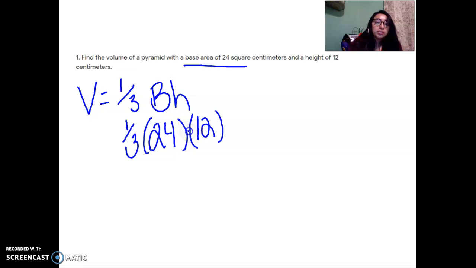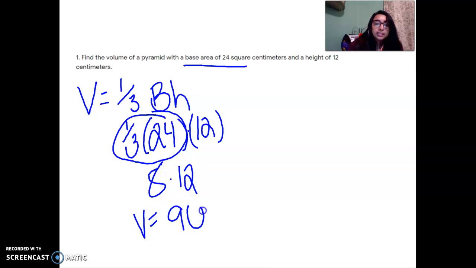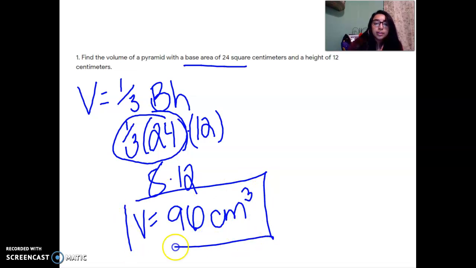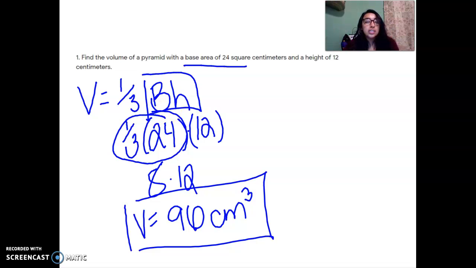You can do the 24 times the 12 first and then divide it by 3. Or for me, I'm going to do a third of 24 first. So 24 divided by 3 is 8. And then I'll do 8 times 12, which gives me a volume of 96 cubic centimeters because we are working with volume. So really, we still have that same base formula, except with an extra step now for pyramids. We have to make sure that we divide it by a third.